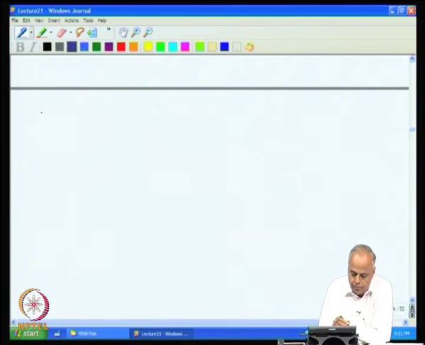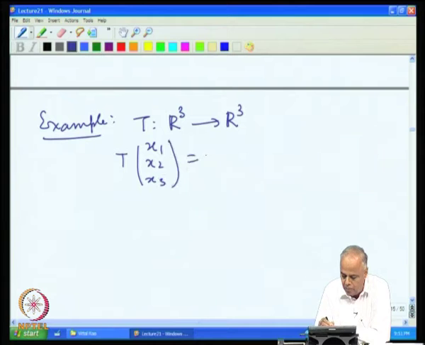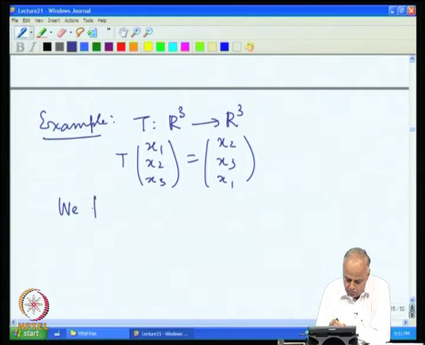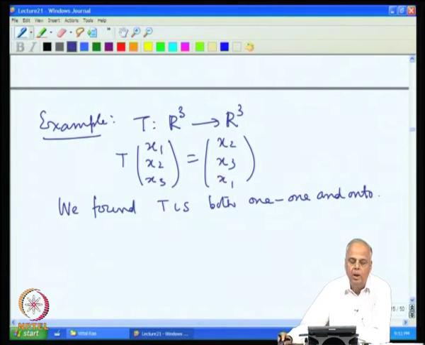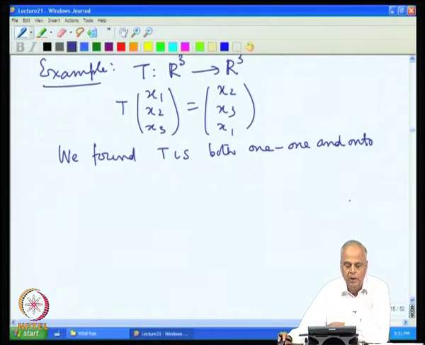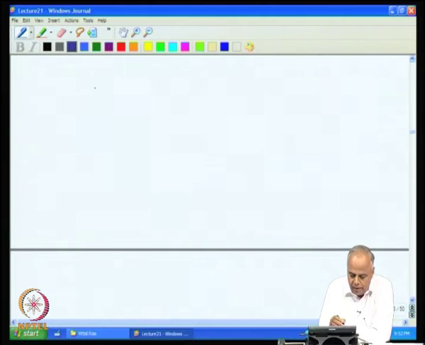Recall the example we had, T mapping R 3 to R 3, where we had the permutation of the coefficients or the components. We found T is both 1-1 and onto. Notice that in this case we have dimension of V is equal to dimension of W. Now, this leads us to the following definition.